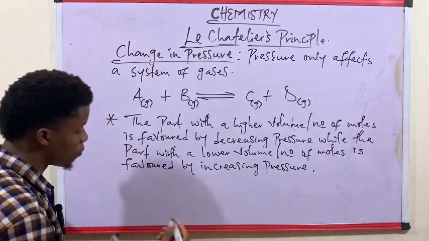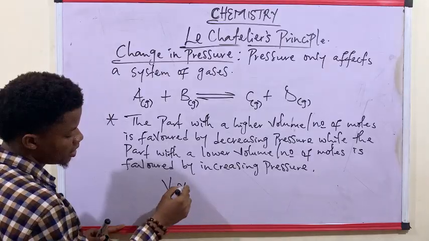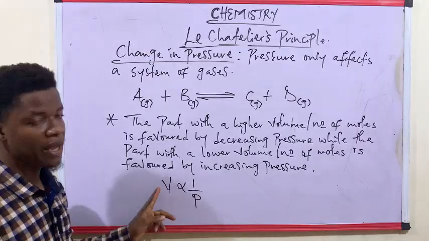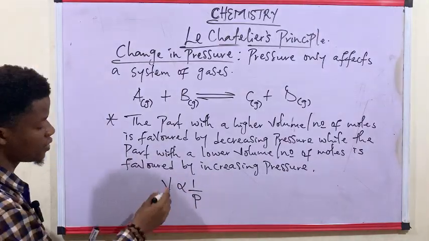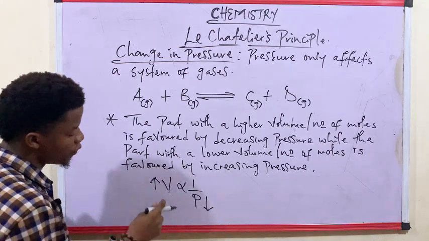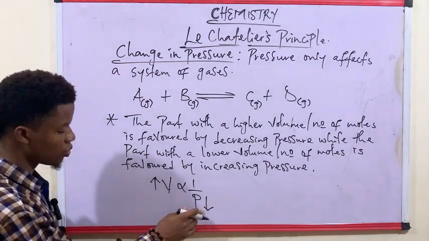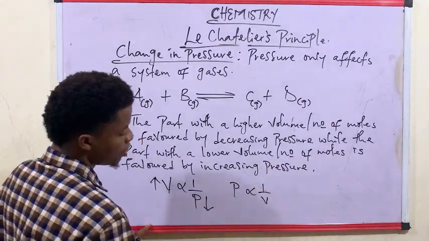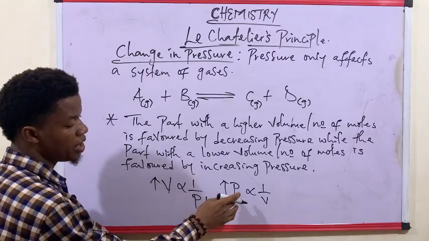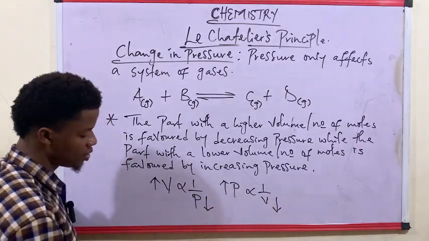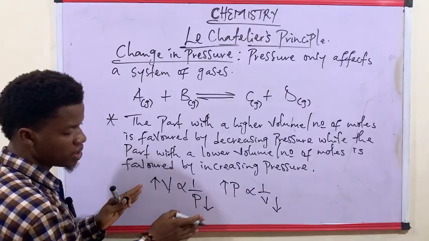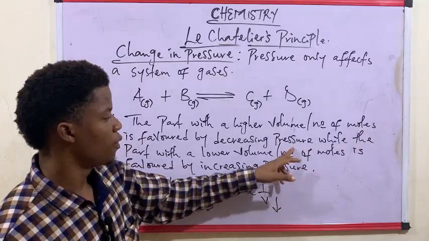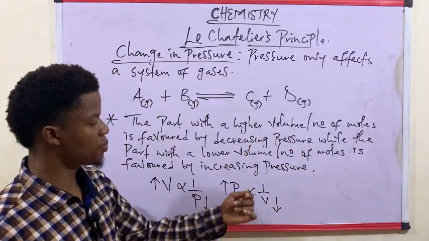Just like Boyle's law. Boyle's law says that the volume of a fixed mass of gas is inversely proportional to its pressure. So it means that V is inversely proportional to P. If V is high, then P is low. So for a high V, decrease the pressure. And if we write this as P inversely proportional to V, it means that if you increase the pressure, the volume will decrease. If you increase volume, pressure will decrease. That is the reason why decreased pressure favors high volume. If the volume is high, decrease pressure.